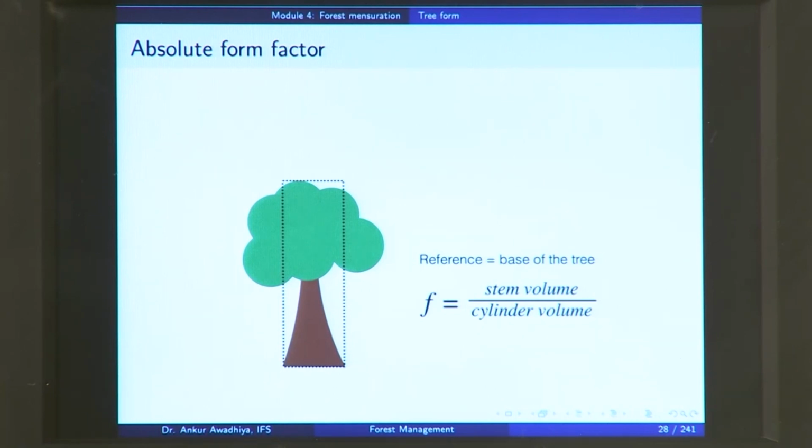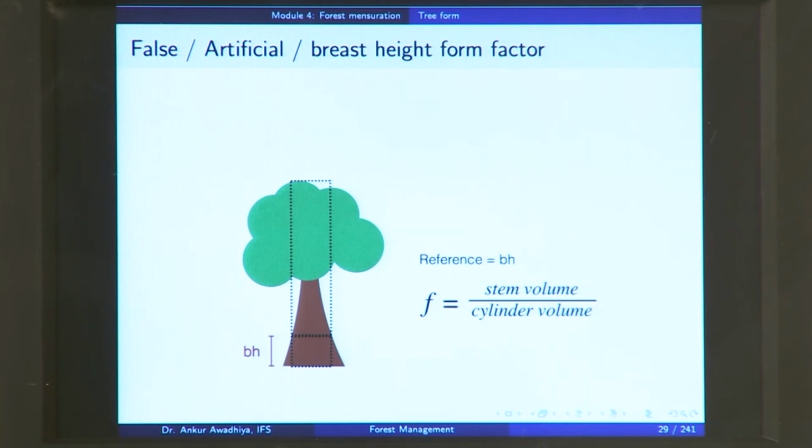So, we devise another form factor, which is known as the false form factor or the artificial form factor or the breast height form factor. In this case we take the measurement at the breast height. Breast height is defined as 1.37 meters, and if you stand in front of a tree, the height of your hands will roughly be the breast height. So, in this case you can just use calipers, or you can use a tape and get the diameter or the girth of your tree at this height, and it is also very easy to see.